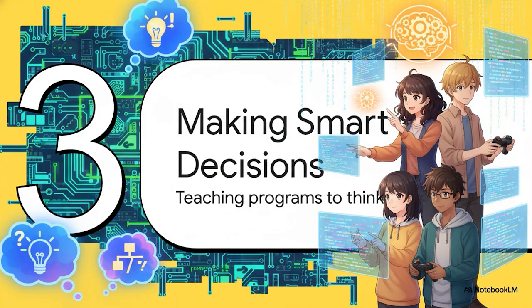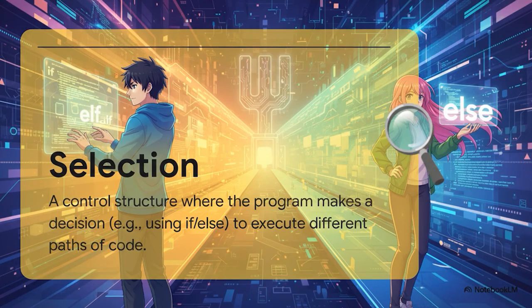All right, our program can now store data and have a conversation with the user. Now for the really fun part, teaching it how to think for itself and make decisions. We do this using something called selection. The best way to picture it is a fork in the road for your code. Based on some condition, the program will choose to go down one path or another. And the keywords you use for this are if, elif, which is just short for else if, and else.